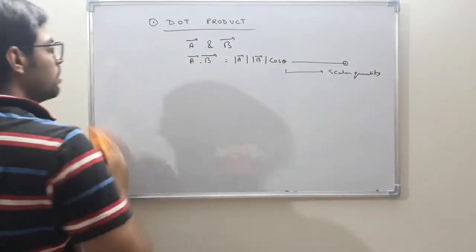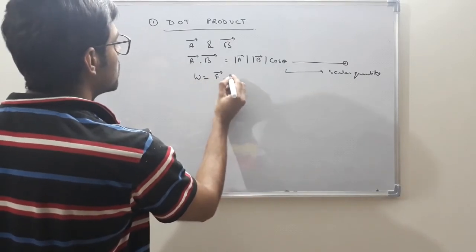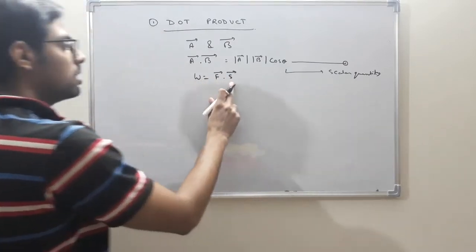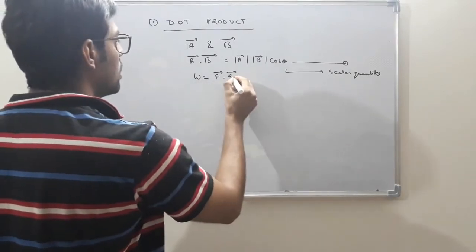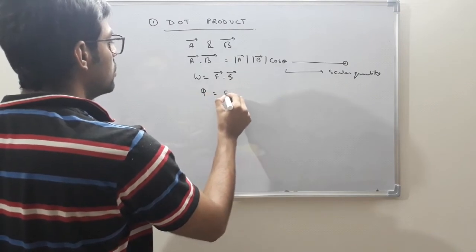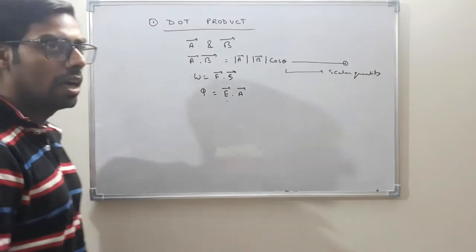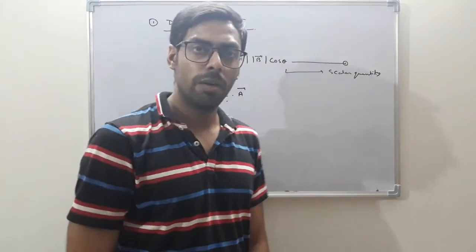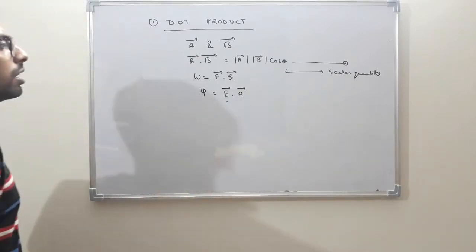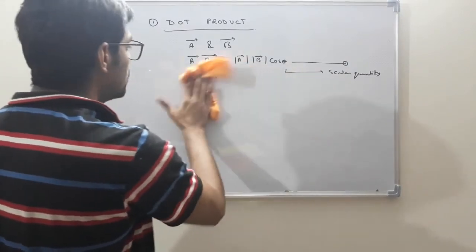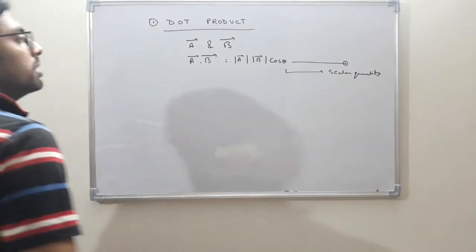What are the examples of the dot product? Examples of dot product are work done equals F dot S, where F is the force vector, S is the displacement vector, and work done is a scalar quantity. We all know. Okay. Electric flux phi equals E dot A, where E is the electric field and A is the area vector. So these are examples of a dot product and its application in several other topics of physics.